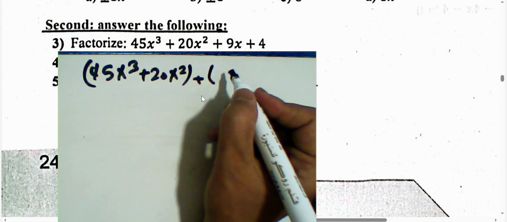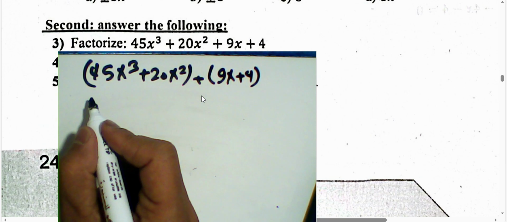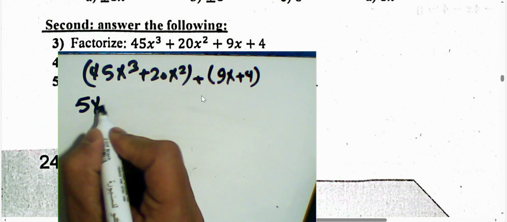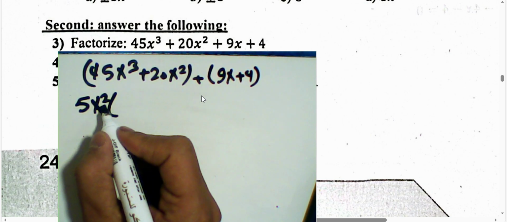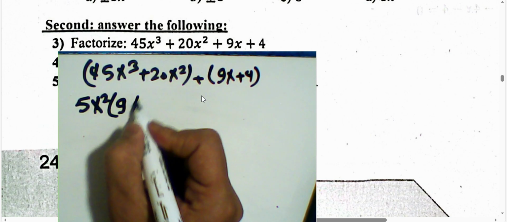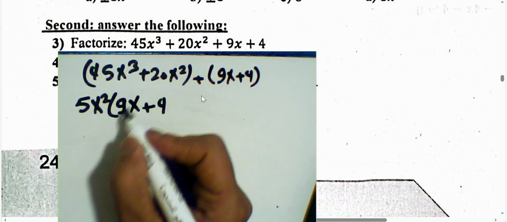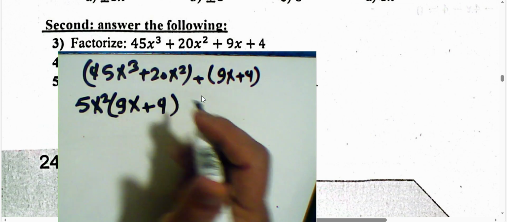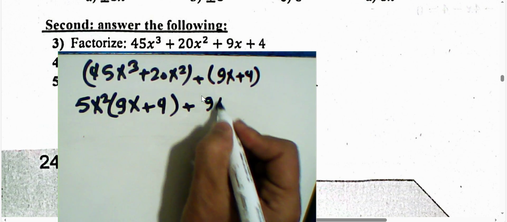Next question, factorize this expression. We have 4 terms here: 45x^3 + 20x^2 + (9x + 4) in brackets. We can write 5x^2 as a common factor between them. 45 divided by 5 equals 9, x^3 divided by x^2 equals x, and 20 divided by 5 is 4, x^2 divided by x^2 times 4 gives 4, and we have (9x + 4) in brackets.